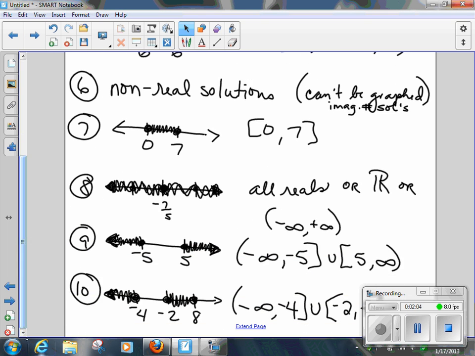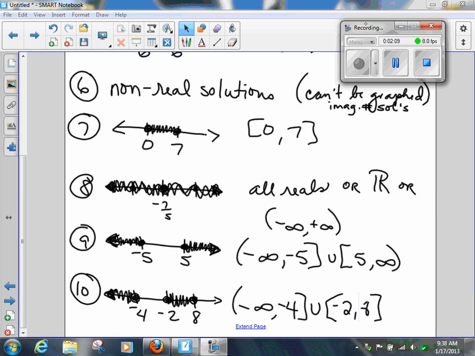Here's the rest of it, folks, 7 through 10. I'm hoping that you realize on number 6 that it is non-real solutions. Why? Because it can't be factored. If it can't be factored, that means it has to be an imaginary number solution, which we cannot put on a real number line. So that's why for number 6 you just put non-real solutions.